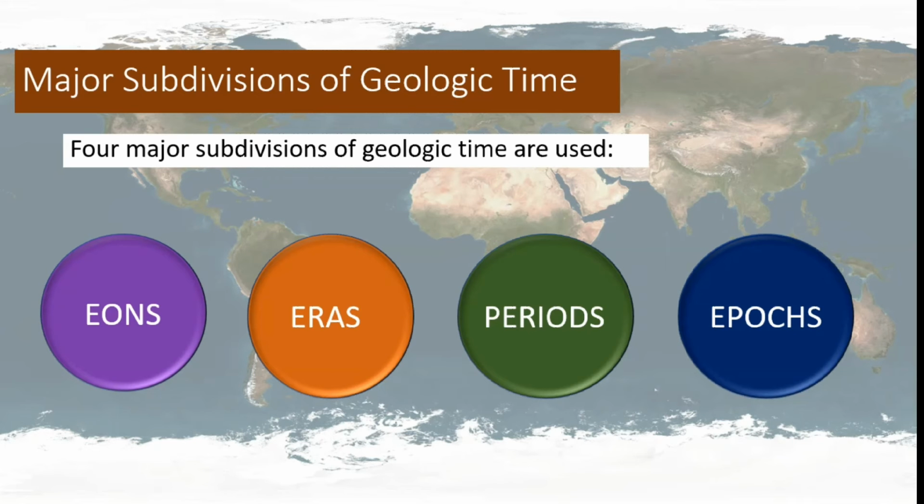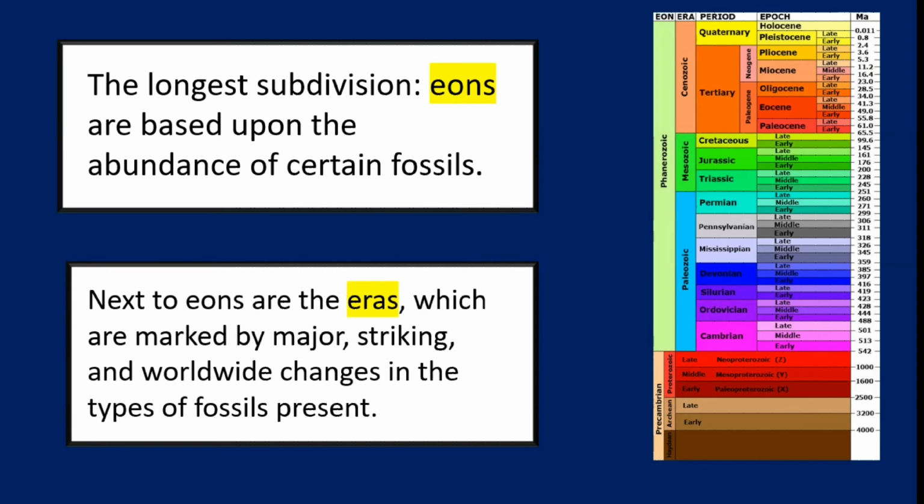Major subdivisions of geologic time. Four major subdivisions of geologic time are used: eons, eras, periods, and epochs. The longest subdivisions are eons. On this chart, you can observe this part as the eon. They are based upon the abundance of certain fossils.